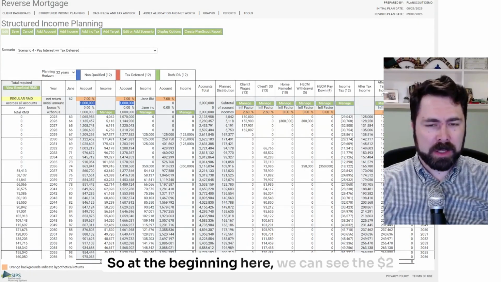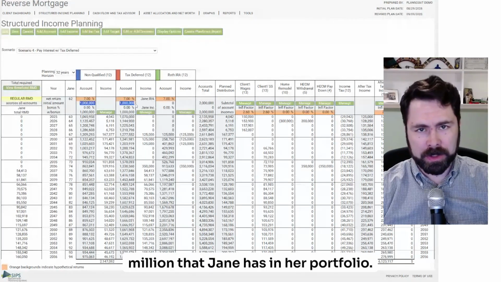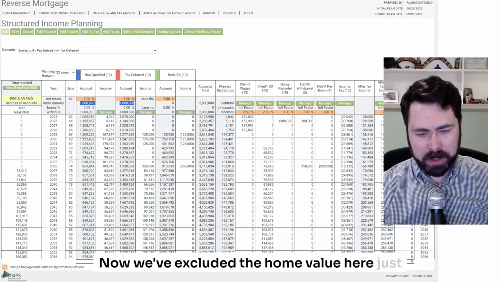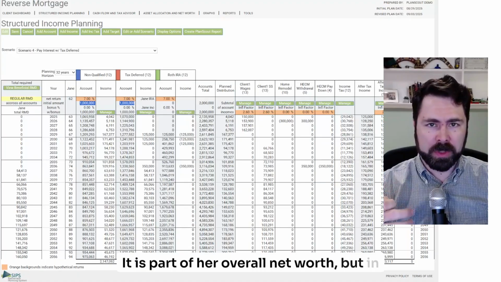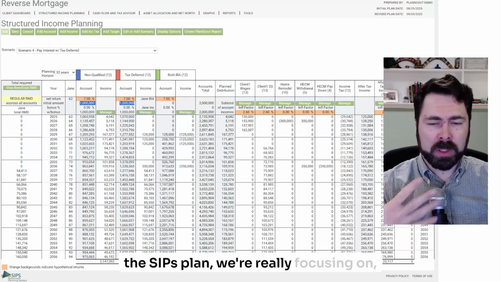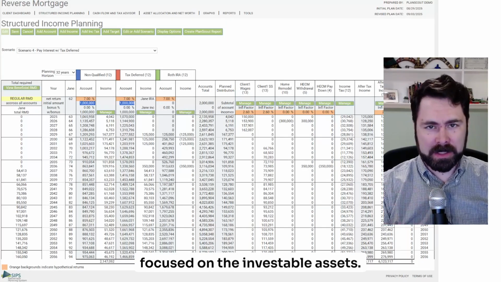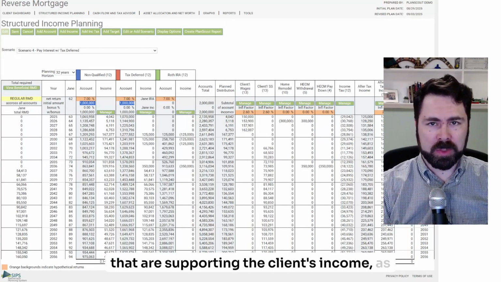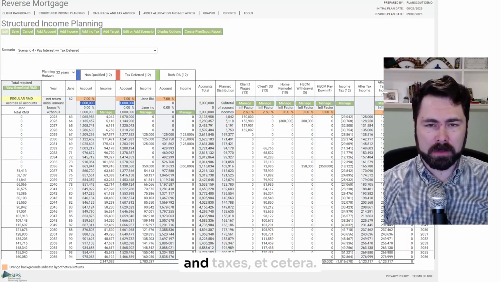So at the beginning here, we can see the $2 million that Jane has in her portfolio. Now we've excluded the home value here, just because it's there. It is part of her overall net worth. But in the SIPs plan, because it's an income-based plan, we're focused on the investable assets that are supporting the client's income, as well as their other sources of income and expenses, such as wages and Social Security and taxes, etc.